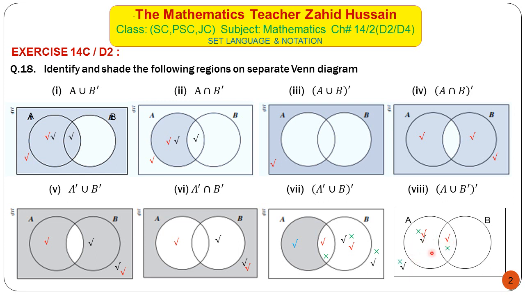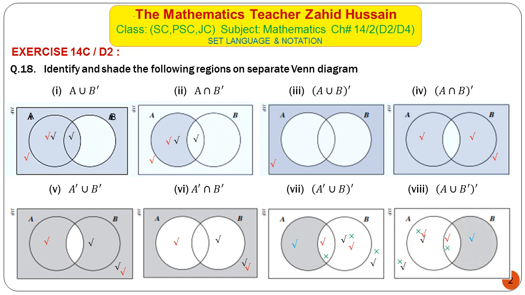Because we do not need these three regions, so we will shade this one like this. So this is the shading of different sets having one or more operations.